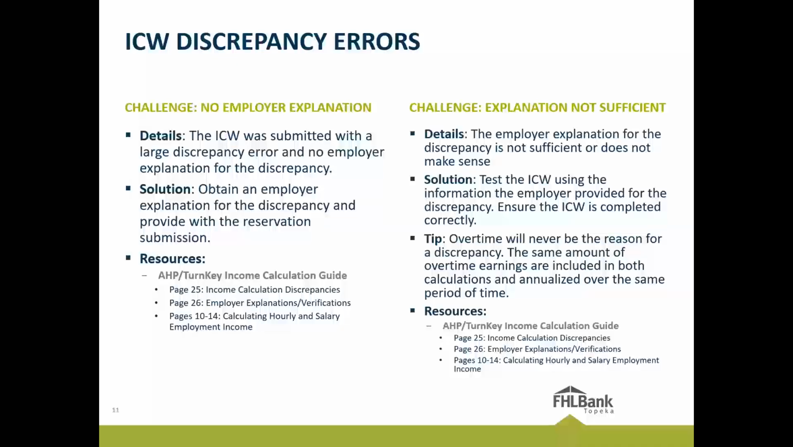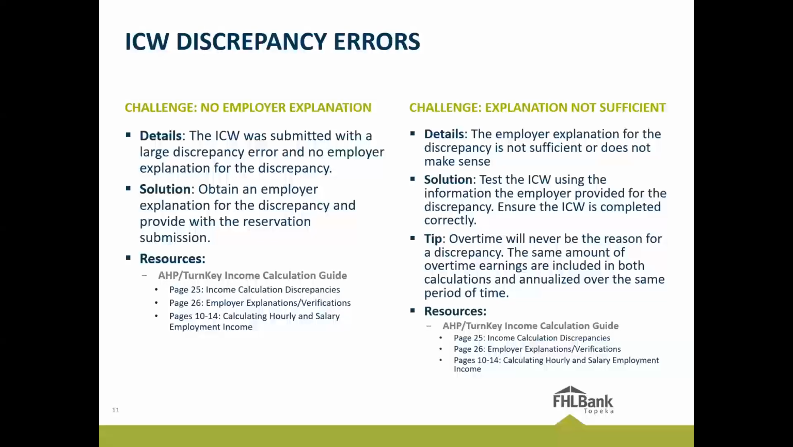Now we're going to look at ICW discrepancy errors. The ICW calculates employment income in two ways: year-to-date annualized income and annualized base wages. If after completing the income calculation in the ICW, there is a discrepancy of the greater of 7% or $3,000 or more, a red font warning message under the highest calculated income will appear in the ICW. All discrepancies must be fully explained by the employer.